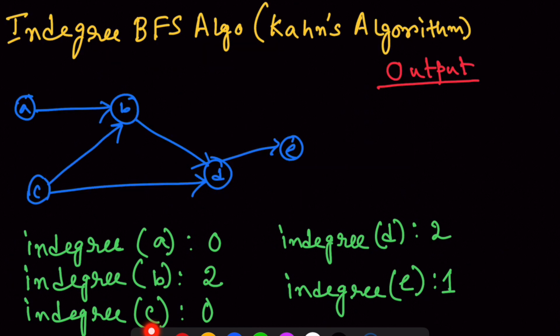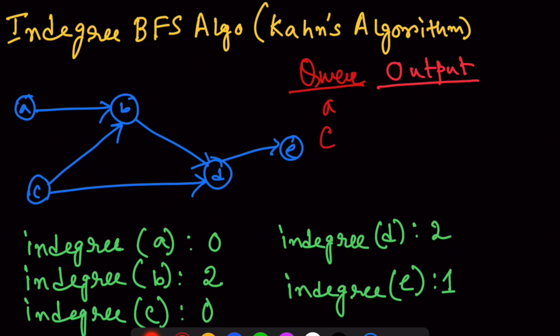How will we use this? The algorithm we are using is called Kahn's algorithm. This is basically the indegree BFS algorithm. Consider the same graph. What we'll do is take a BFS queue as well, and we'll first put all the indegree 0 characters in our queue, like only A and C.